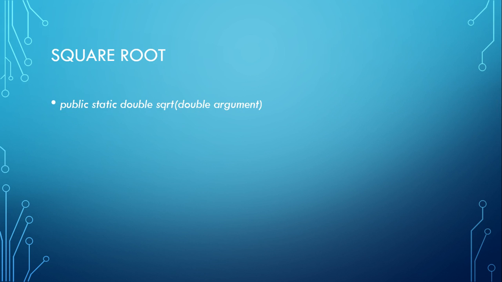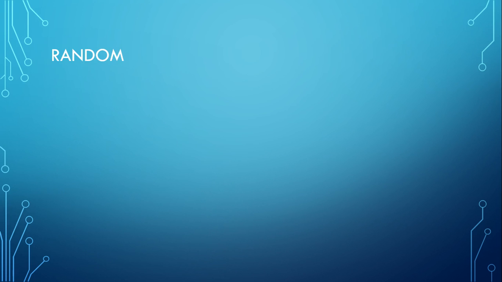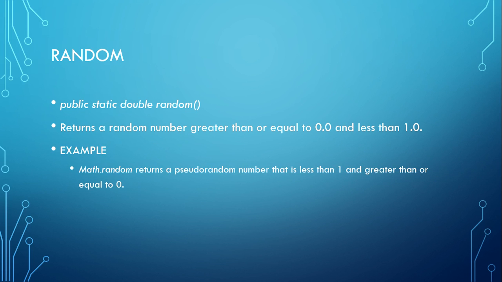Then we have square root. Public static double sqrt, double argument, returns the square root. For example, Math.sqrt(4) returns 2.0. And lastly, random. Public static double random. This returns a random number greater than or equal to 0.0 and less than 1.0. So, for example, Math.random will return a pseudo-random number that is less than 1 and greater than or equal to 0. So it could be something like 0.5556118.